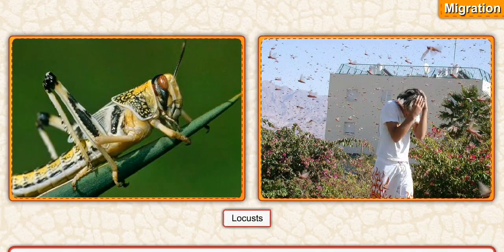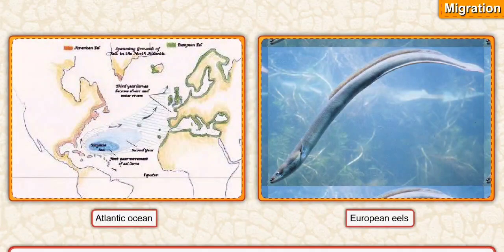Locusts are harmful migratory insects. They migrate in swarms and destroy standing crops. European eels swim all the way to the Sargasso Sea in the western part of the Atlantic Ocean to lay their eggs. The baby eels then take 3 years to swim back to the European rivers.